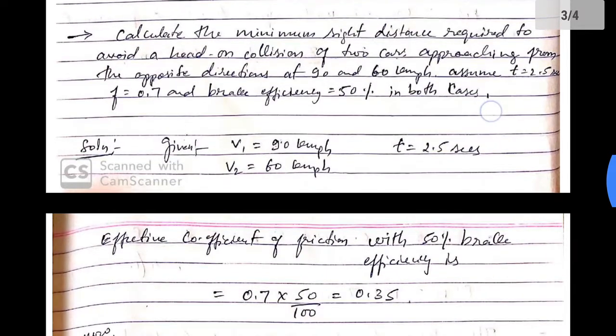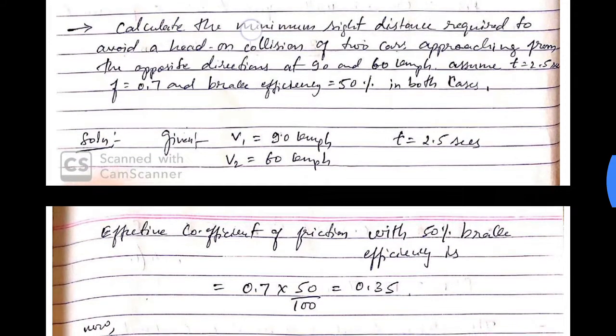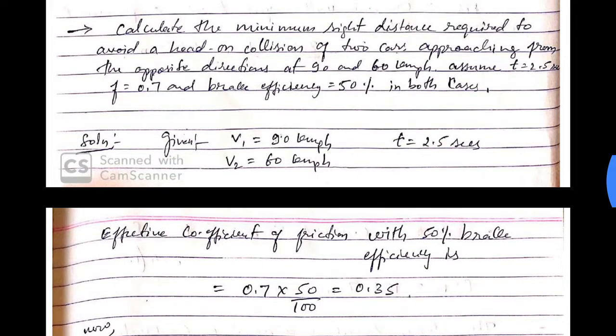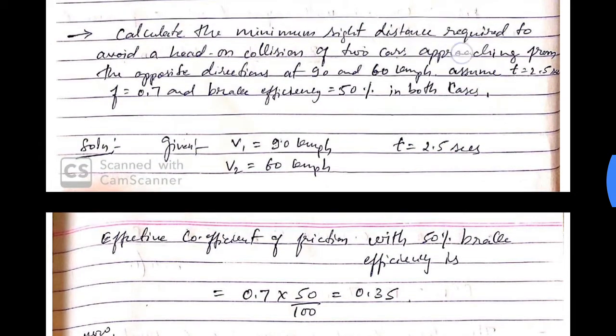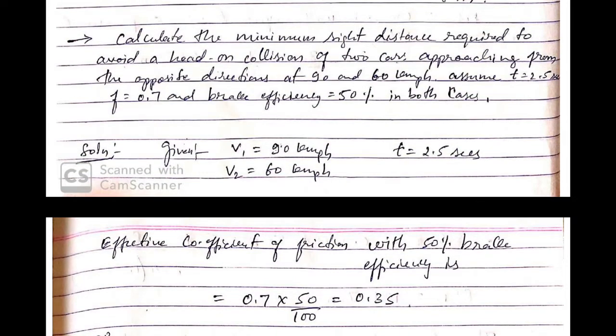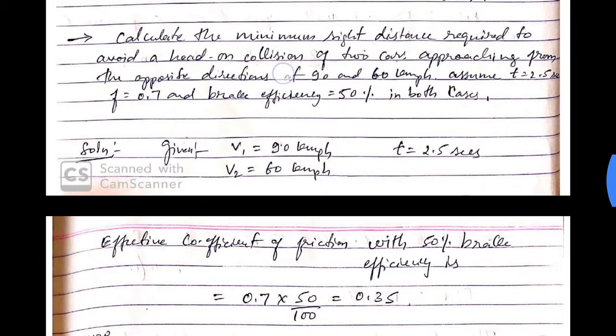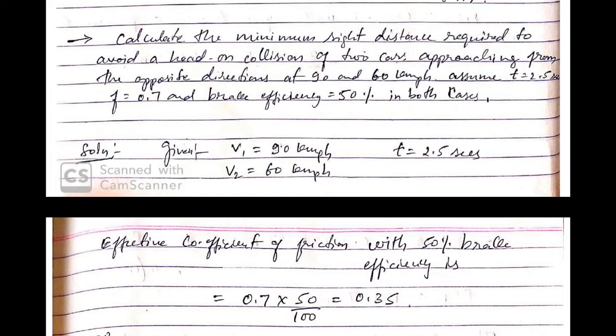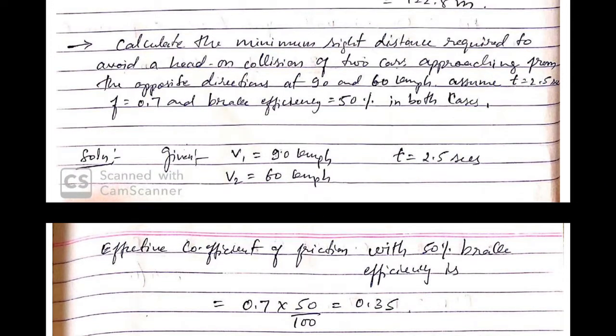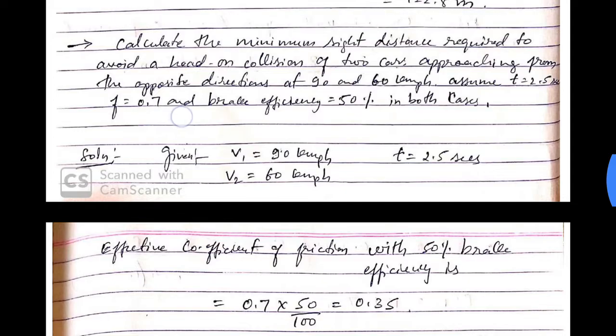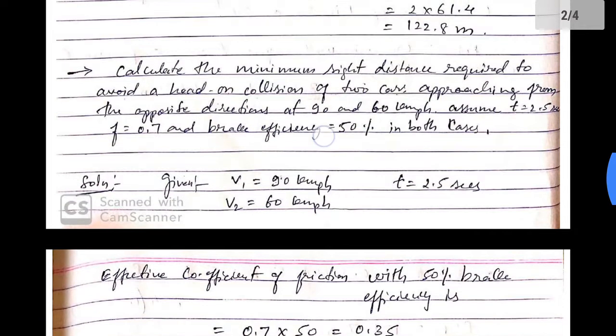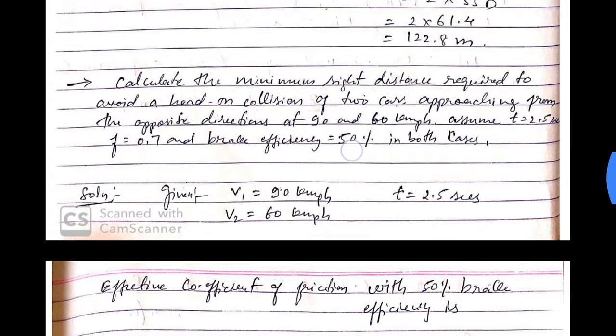Moving to the next problem. Calculate the minimum sight distance required to avoid a head-on collision of two cars approaching from opposite directions at 90 and 60 kmph respectively. Assume t is equal to 2.5 seconds, f is equal to 0.7 and braking efficiency of 50% in both the cases. Okay.